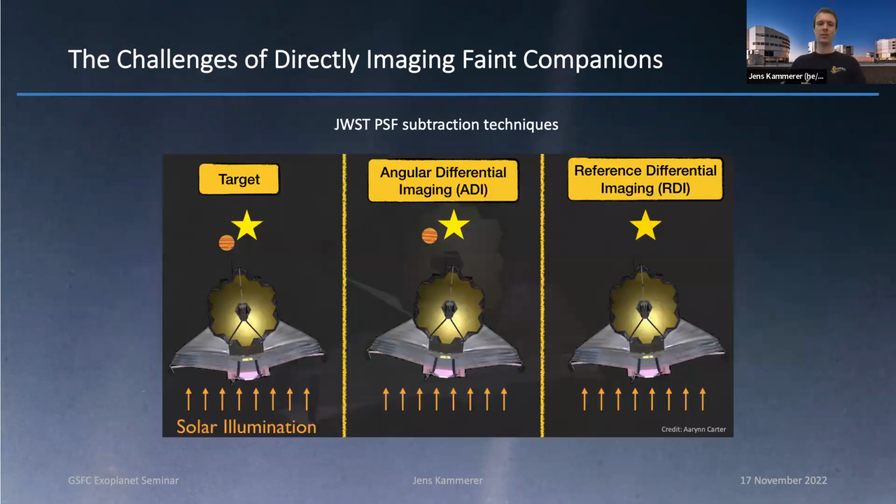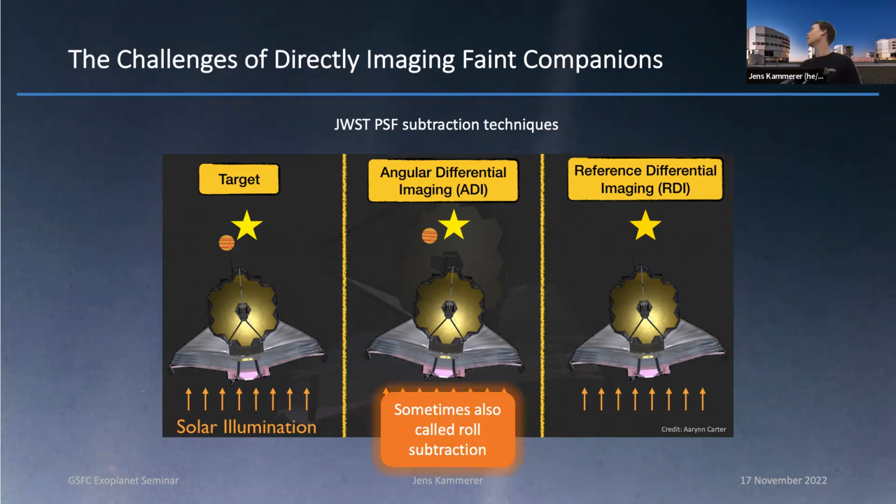And with JWST and also other space-based telescopes, we have really two different methods to do this. The first one is sometimes called angular differential imaging, or sometimes also called roll subtraction. And the other method is called reference differential imaging. The idea behind those techniques is basically that in the roll subtraction or ADI technique, you observe the same system twice, but in between those two observations, you slightly roll the telescope. With Webb, we can do roll angles of up to about 10 degrees. So it's not a big roll angle, but at least a little bit. And so the host star in the center of the image will stay at the same position, whereas the planet will move slightly in position angle. And so if you subtract those two images from each other, you can subtract off the leakage light from the host star while still making the planet visible because it moved between the two images.